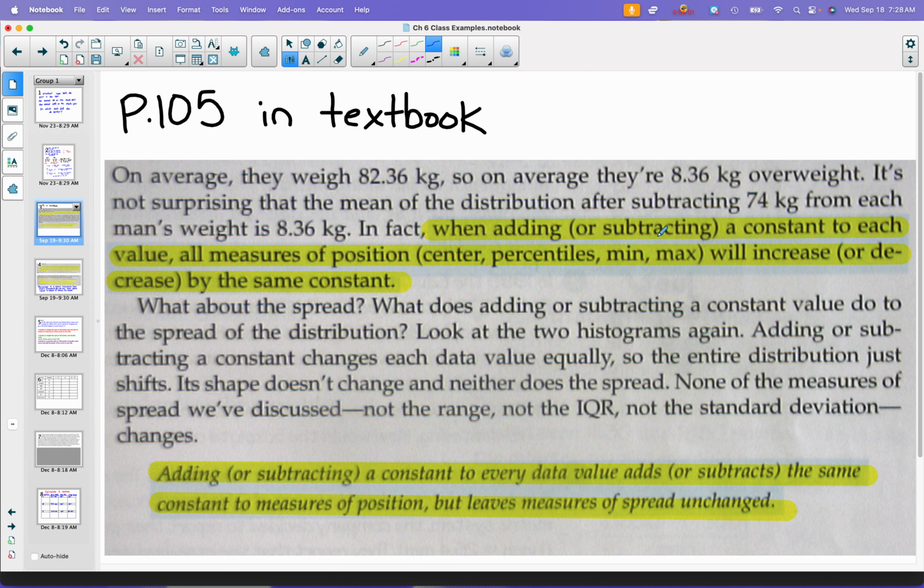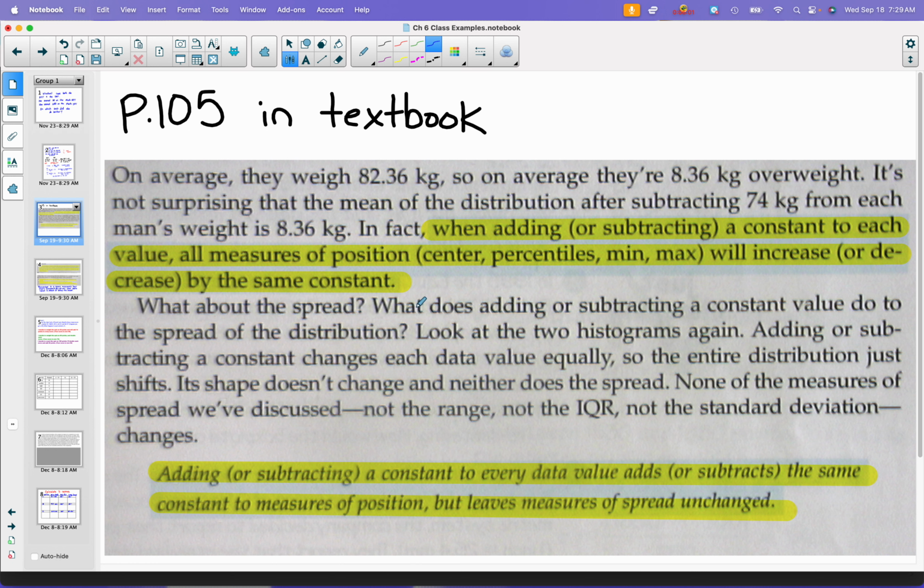When adding or subtracting a constant to each data value, all the measures of position, your center, your percentiles, like percentiles would be like your quartiles as well, because you could talk about the 25th percentile, which would be Q1. That means 25% of the scores would be at or below that value. Your center can be your median or your mean, your min and your max. All those things are going to increase or decrease by whatever that constant amount is.